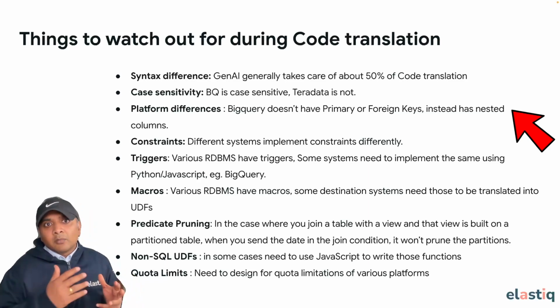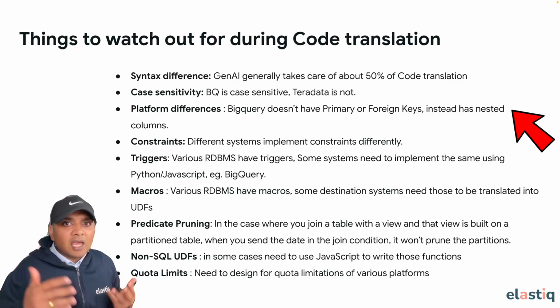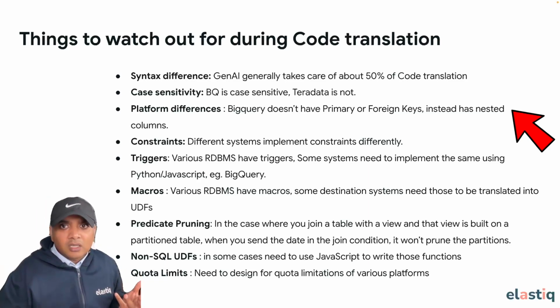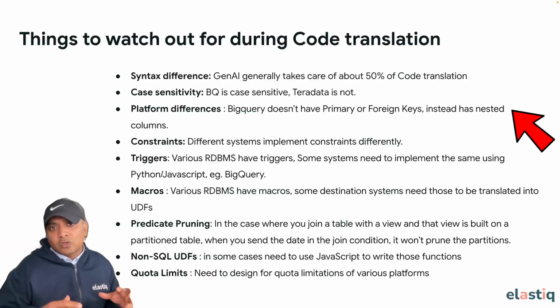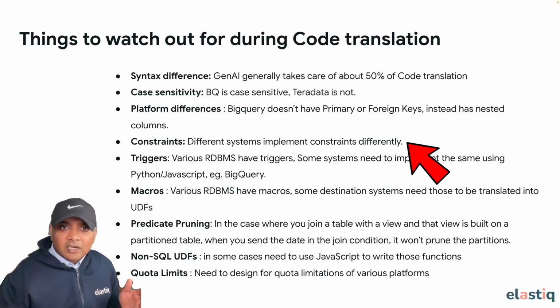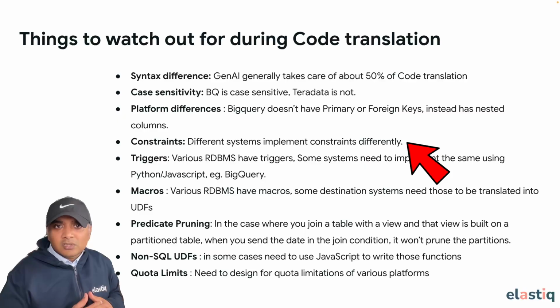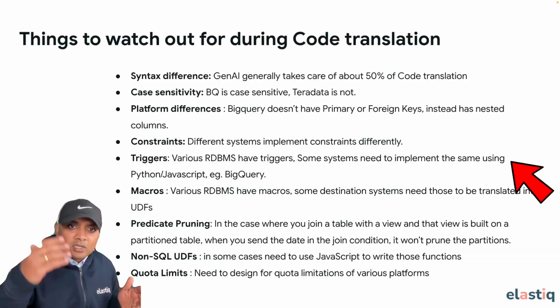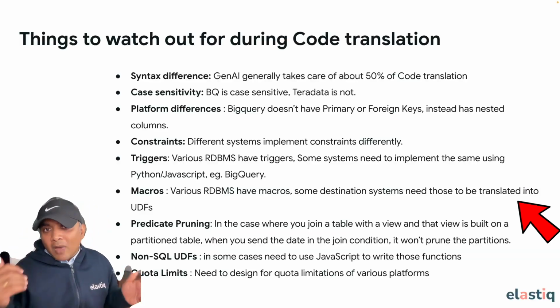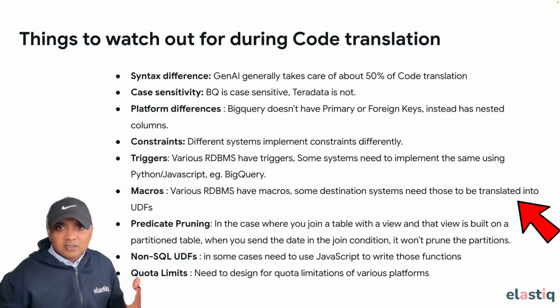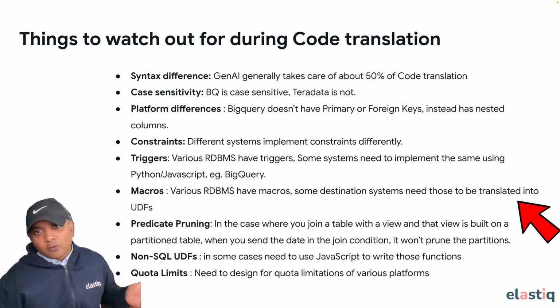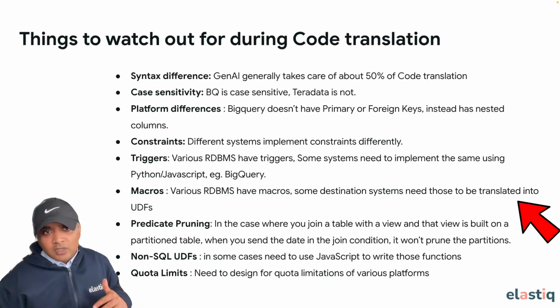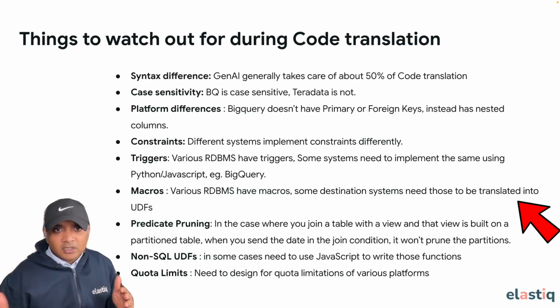There are platform differences. For example, BigQuery doesn't have a concept of primary key or foreign key, but has nested columns. Different systems apply constraints differently to tables. Some systems don't have a concept of trigger, right? Many RDBMS have triggers, but BigQuery, for example, does not have triggers, and you have to implement that using either Python or JavaScript. Macros, another similar story. Many systems have macros. And when you move to BigQuery, that gets translated into a user defined function, and then you have to figure out the orchestration of that.